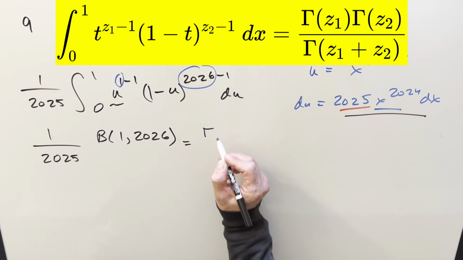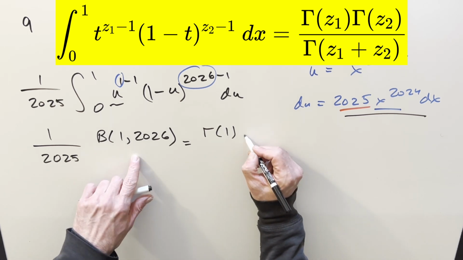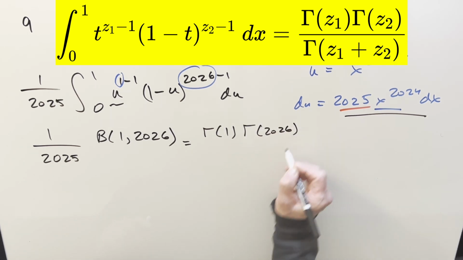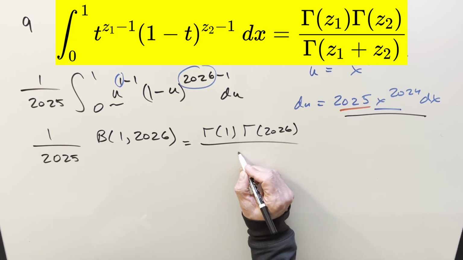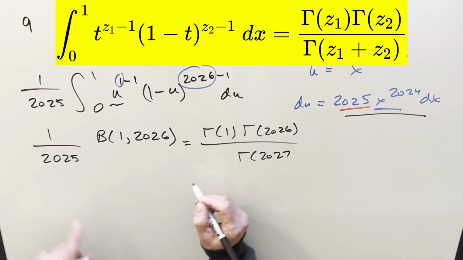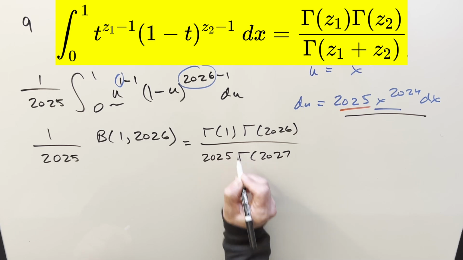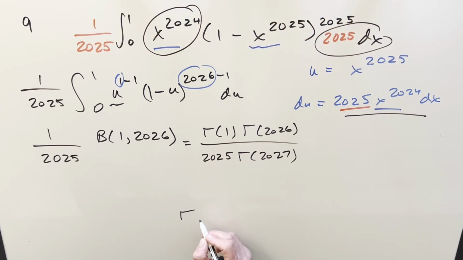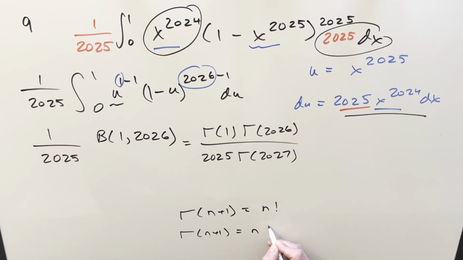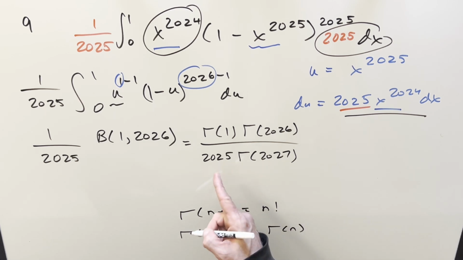Writing this in terms of the gamma function, we get gamma 1, gamma 2026 over the sum of these 2 values, which is going to be gamma 2027. We still have this here. Then we can reduce this a couple different ways. For gamma of n plus 1, that's the same thing as n factorial. We have all integer values, so we could use this. We also can use gamma n plus 1 equal to n gamma n. So on this first part, gamma of 1, that's going to be 0 factorial or 1, that goes away.